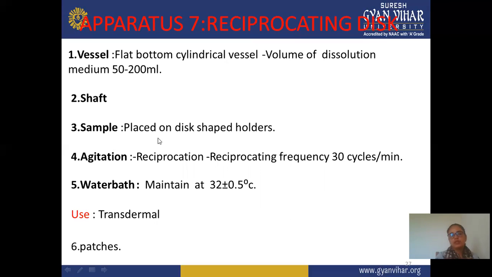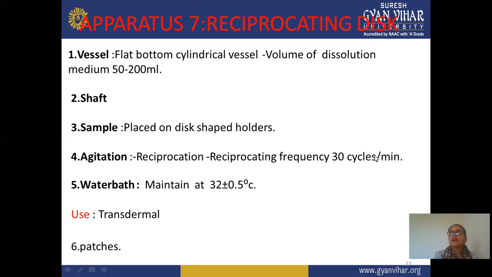And next, the sample is placed on a disc-shaped holder. Once you put your sample on that reciprocating disc-shaped holder, the agitation is reciprocating, and the reciprocation frequency is 30 cycles per minute. Means in 1 minute it covers 30 cycles. So it's a reciprocation for this reciprocating disc, and the maintained temperature is 32 degrees Celsius plus minus 0.5 degrees Celsius.